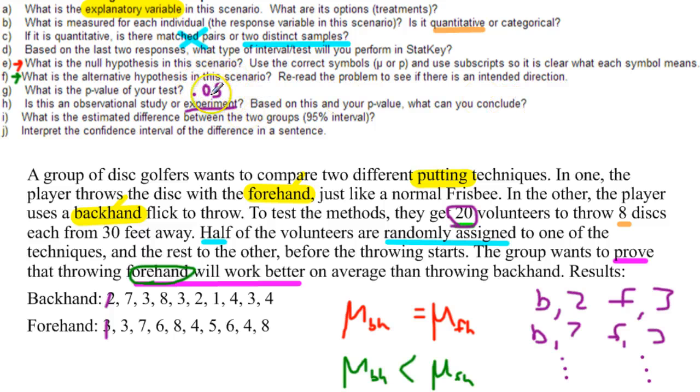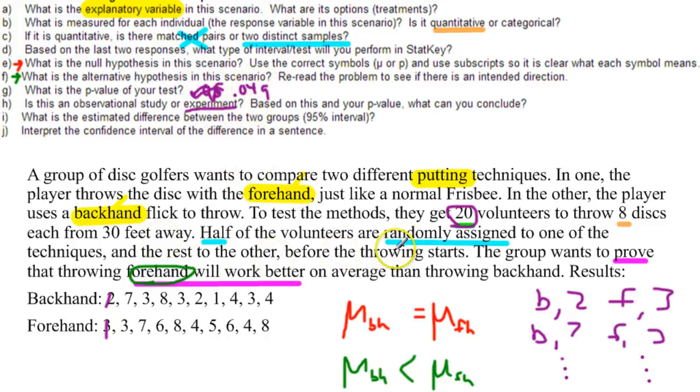If your p-value is less than 0.05, and let's just say it's 0.049 to keep things simple, it is less than 0.05. It is an experiment. Therefore, I can say that throwing forehand causes you to do better than throwing backhand. The method that you use for throwing is the cause of you doing better, because it's an experiment and because I have a significant p-value.